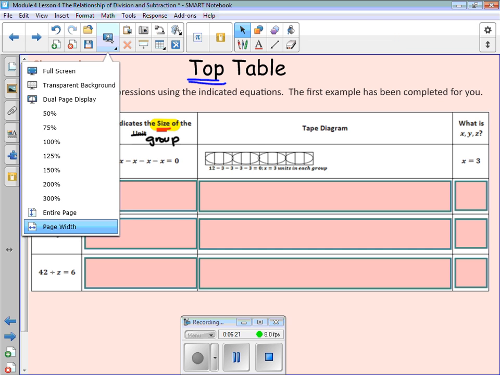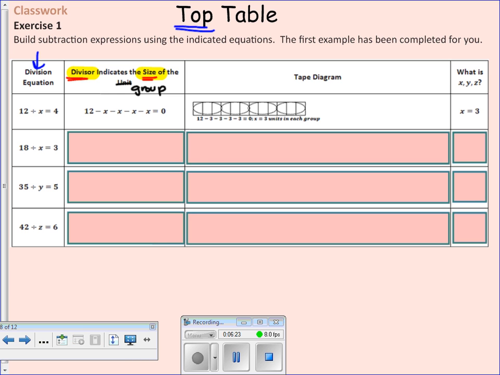So the divisor tells us how many are in each group. So if the divisor is telling us how many are in each group, what is the quotient telling us? What's left? If that's the size of the group, right, so the quotient is telling us the number of groups.